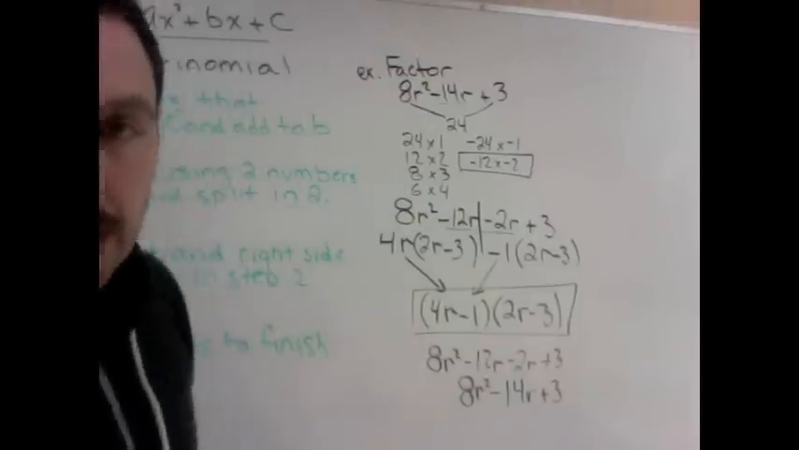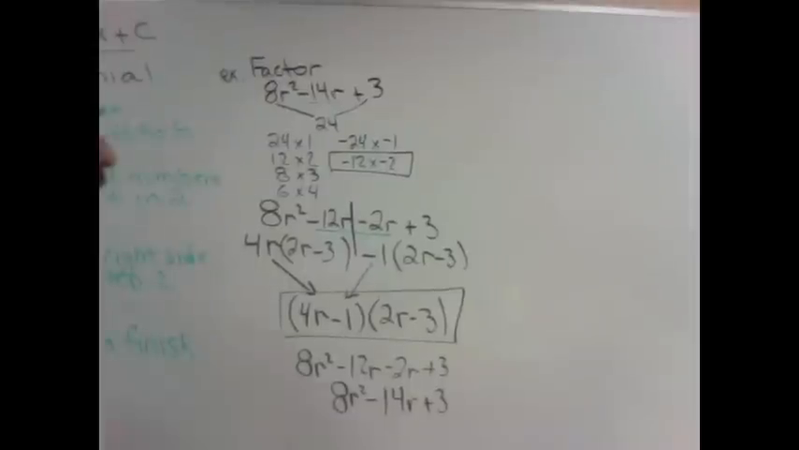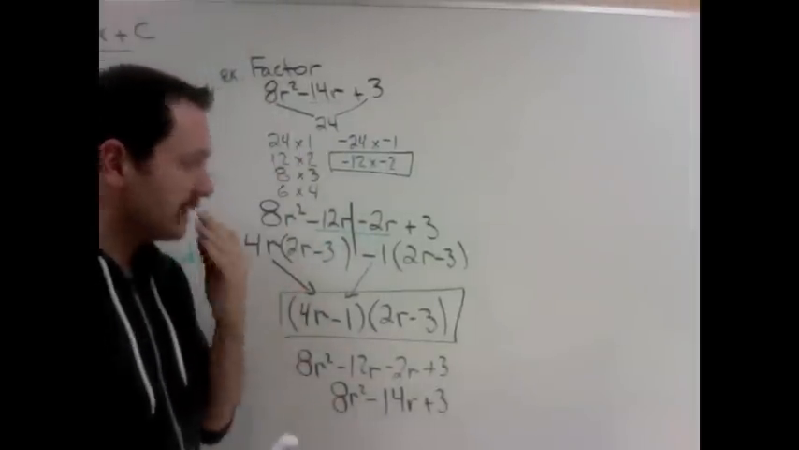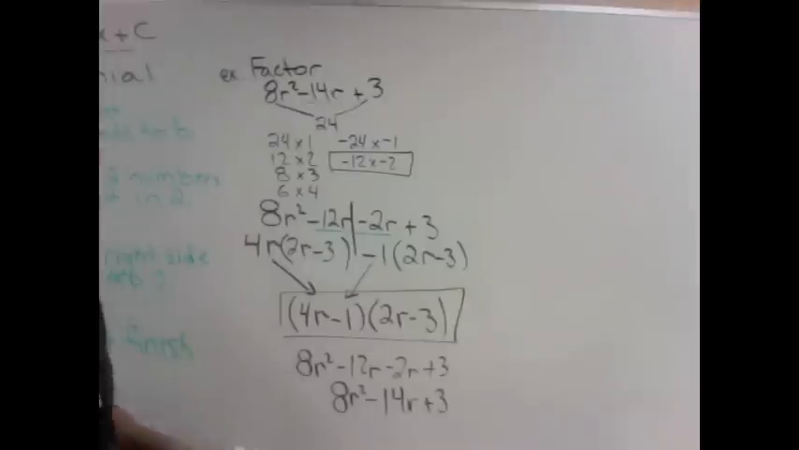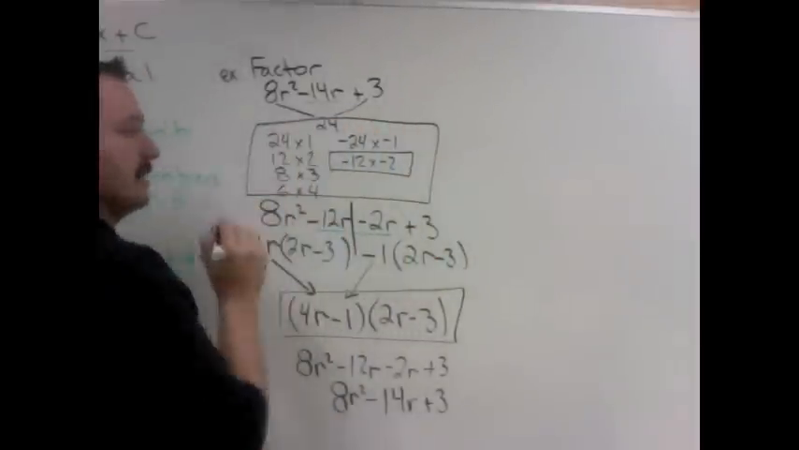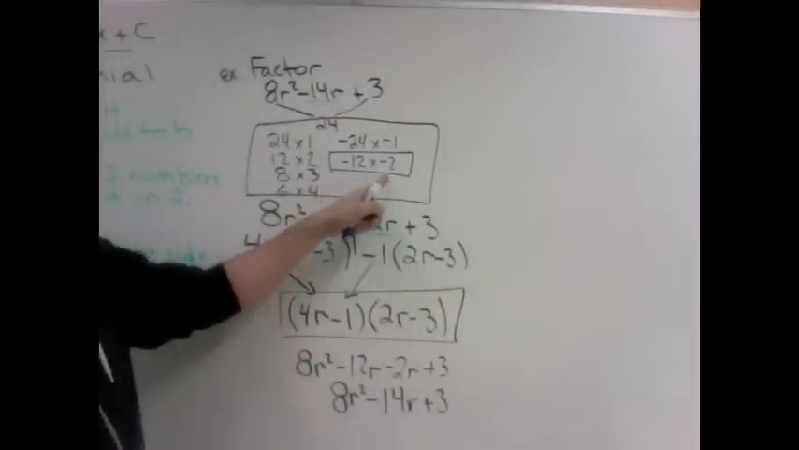Now what I want to show you next is a short method. We worked on a short method when we had a 1 here. And we have a short method now, but it's not as simple. So with the short method, this step always needs to be done. Not all of it, but you need to find these two important numbers.